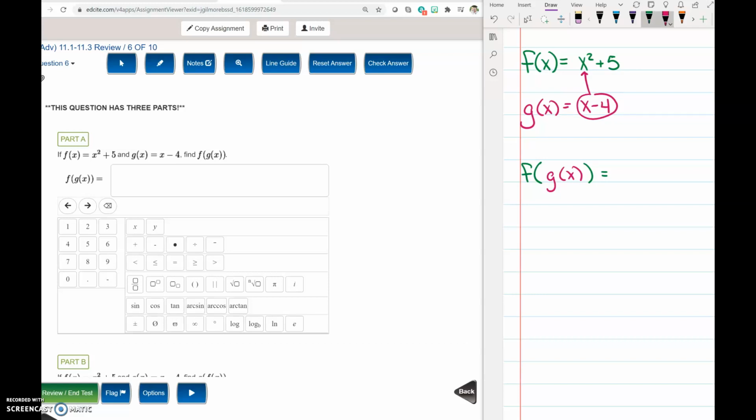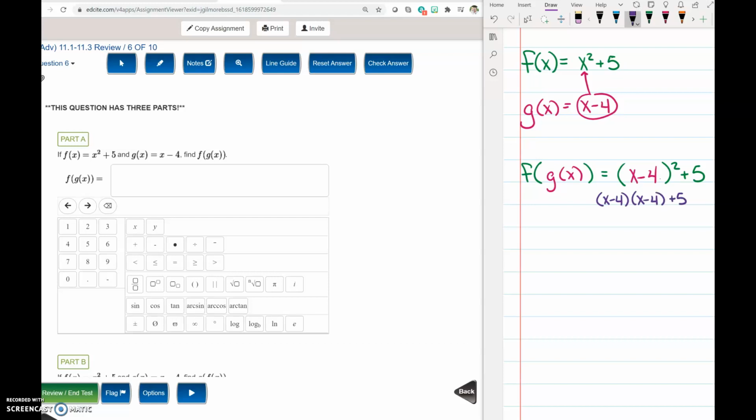So it's like the x in the f function is leaving, but it's still something squared plus 5. You're sticking that x minus 4 in place of that x. So the x from the f function leaves, the x minus 4 takes its place. Now, what does x minus 4 squared mean? It means x minus 4 times itself.